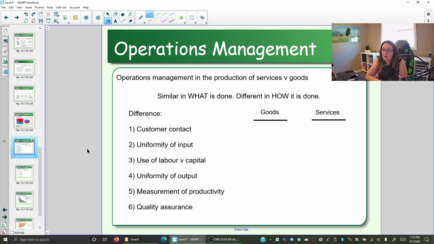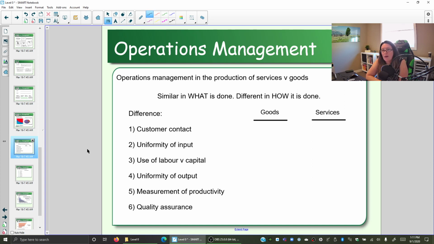So it's similar in terms of what is done. You still need to manage location, logistics, capacity planning, forecasting, and so on. But how you do those things changes somewhat when we look at the difference between goods and services. So let's dive into that a bit deeper.